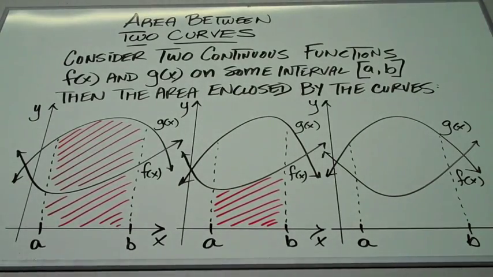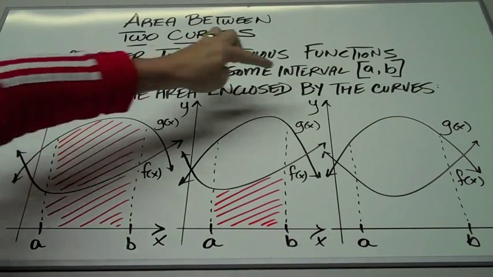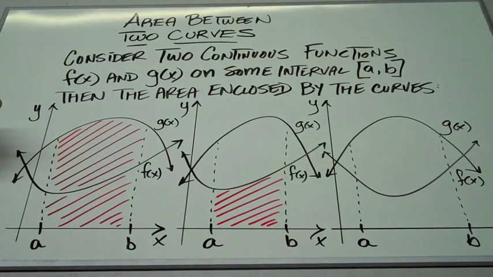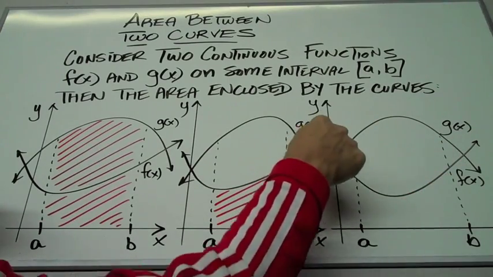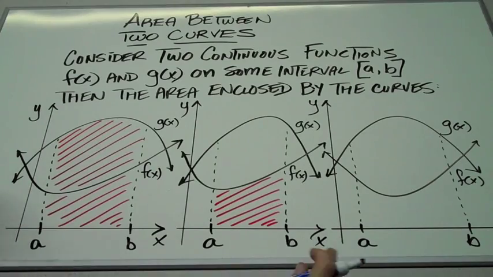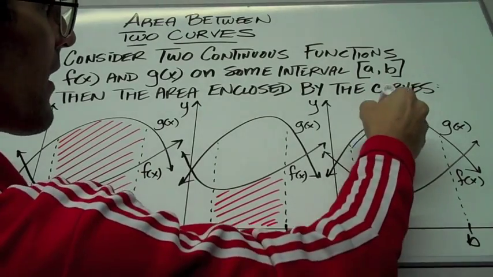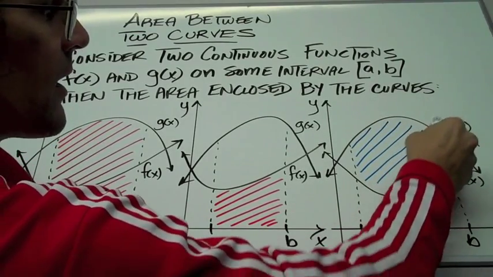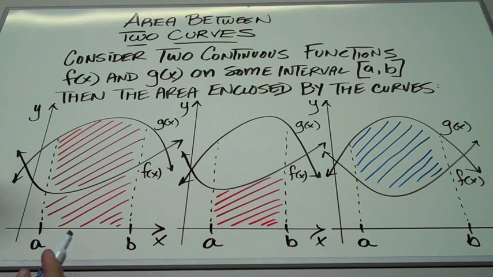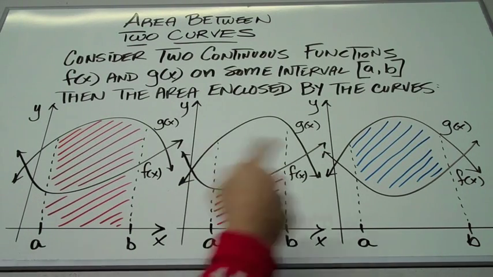Let's now talk about the area between curves. Consider two continuous functions from x equals a to x equals b. So they're continuous over the interval from x equals a to x equals b, and we want to find the area between the curves. So if this top curve here is g of x and this bottom curve here is f of x, what we're looking for from a to b is the area between the curves. In other words, we want to know what the area between g of x and f of x is. It's that blue region here.